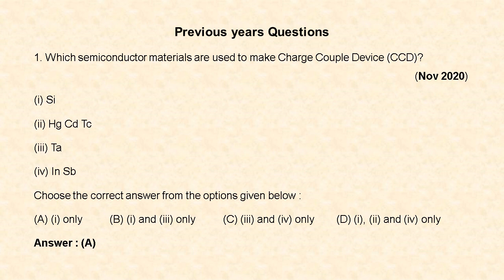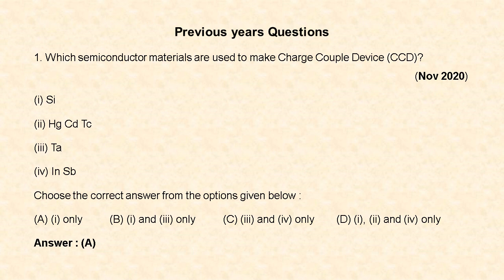Next, we will see the previous year's questions. First question was asked in November 2020. Which semiconductor materials are used to make charge coupled devices, CCD? First, silicon; second, mercury, cadmium, technetium; third, tantalum; fourth, indium antimonide. Choose the correct answer from the options given below. Option A 1 only, option B 1 and 3, option C 3 and 4, option D 1, 3 and 4.